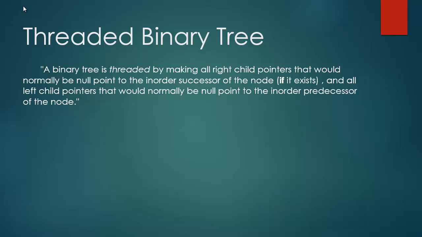A binary tree is threaded by making all the right child pointers that would normally be null pointers point to the in-order successor of the node if it exists, and all the left child pointers that would normally be null pointers point to the in-order predecessor of the node.